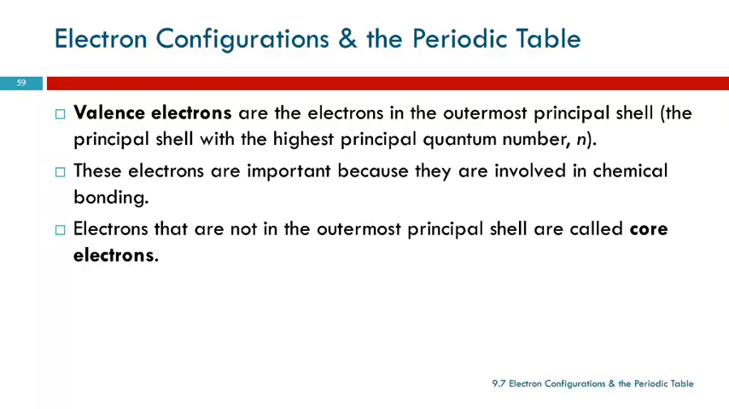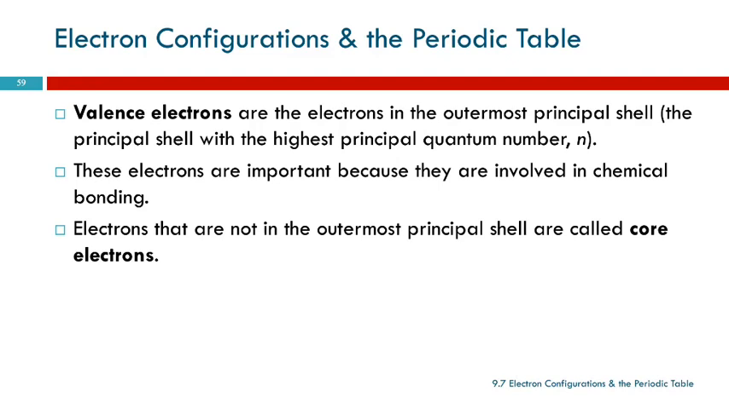Okay, electron configurations in the periodic table. Valence electrons. What are valence electrons? Valence electrons are the electrons in the outermost principal shell, meaning they are in the highest energy level. So in the quantum hotel, these are the electrons staying on the highest floor in the hotel.